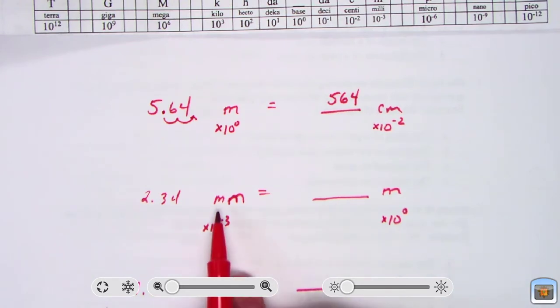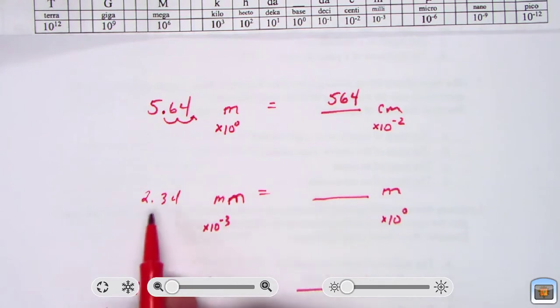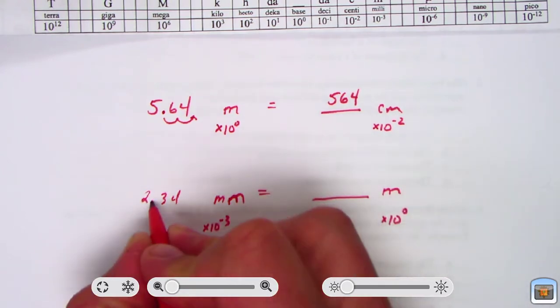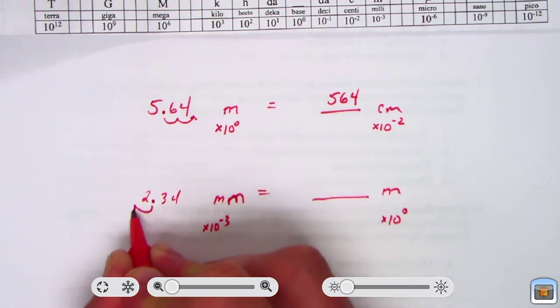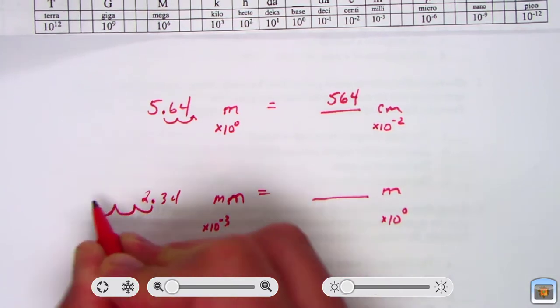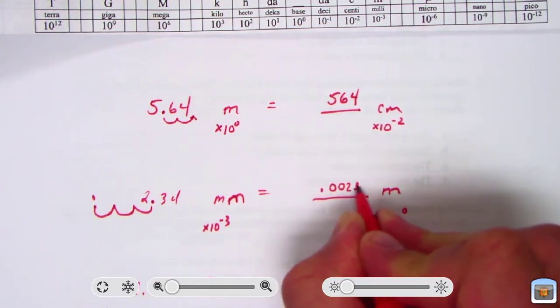Going from a really tiny unit to a relatively larger unit means that I'm going to wind up moving my decimal to the left. 2.34 millimeters is a really small distance. So in meters, it's going to be even smaller. So I'm going to have an answer of 0.00234.